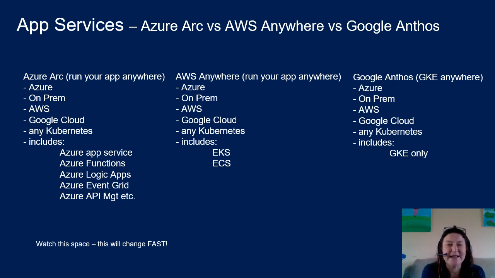So AWS has a similar thing called AWS Anywhere. However, Azure seems to be way out ahead on this one, pretty much because Microsoft are used to managing apps on premise as well as in the cloud. So I think they're a little bit ahead, or quite a lot ahead on this area.